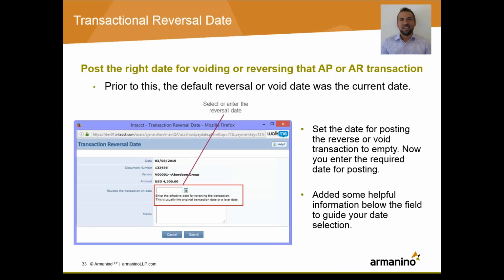All right, thanks, Manesh. So voiding and reversing AP and AR transactions. Prior to this release, as you can see on the screenshot, the transaction date was populated to today's date. So this caused a lot of issues for clients, and they've made functionality changes to this. To make sure your voided and reversed transactions are posted when you want them posted, Intacct has set the date for the reversing entry to blank, where now you have to specify the reversal date. And then they've also given you helpful information regarding best practices for this functionality.